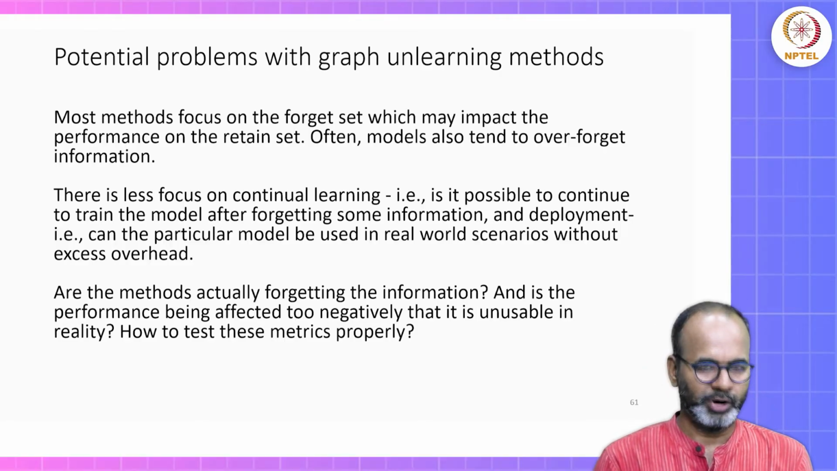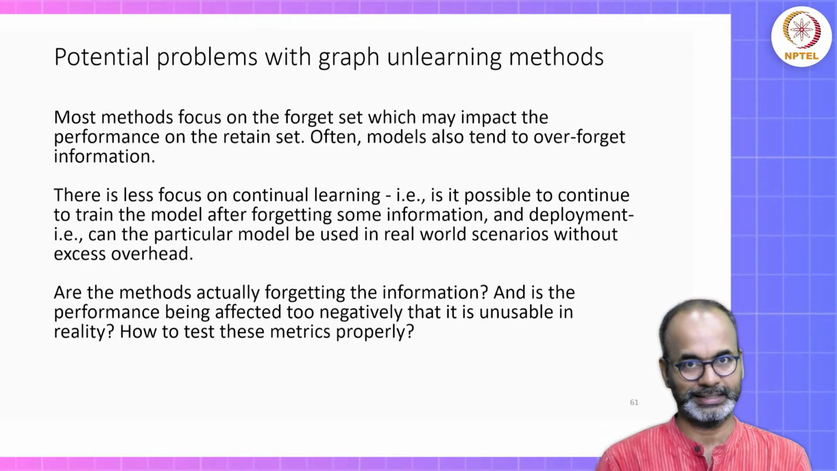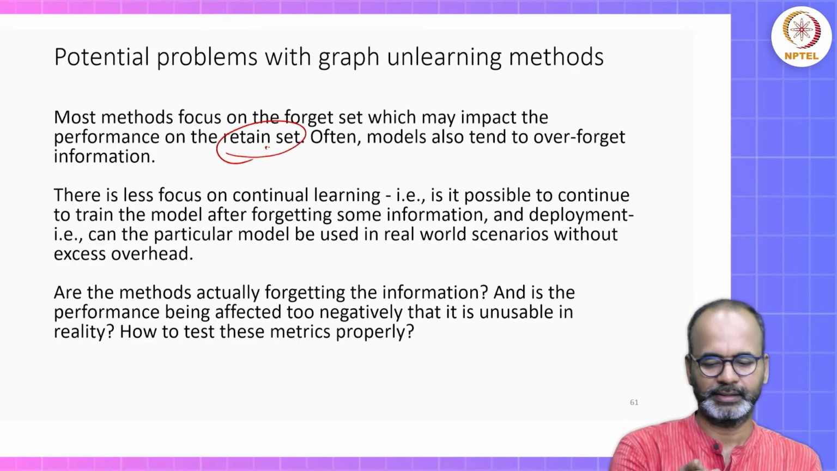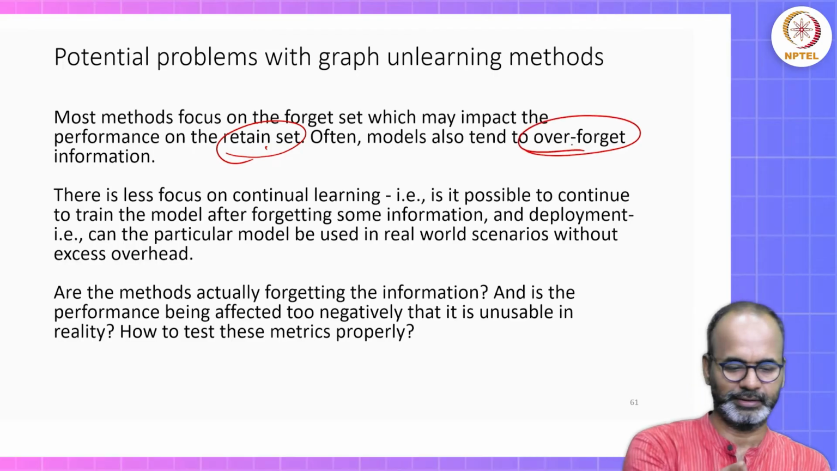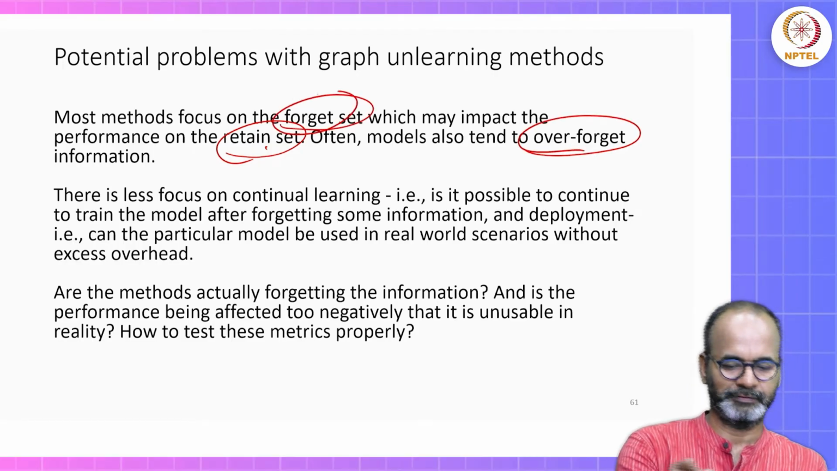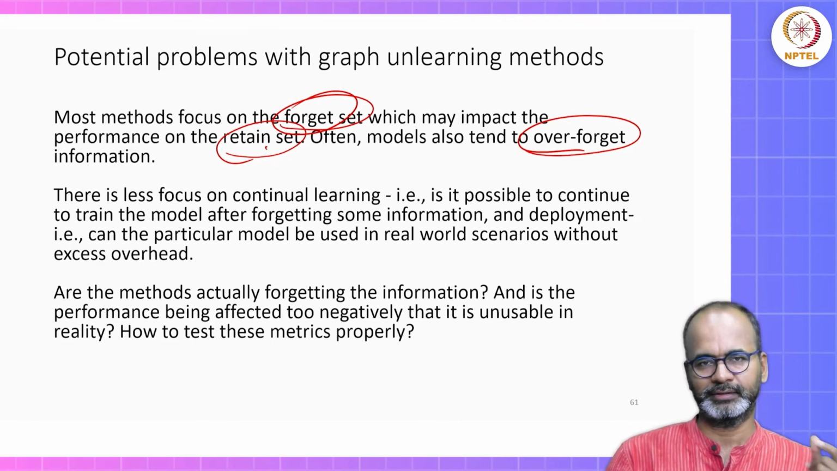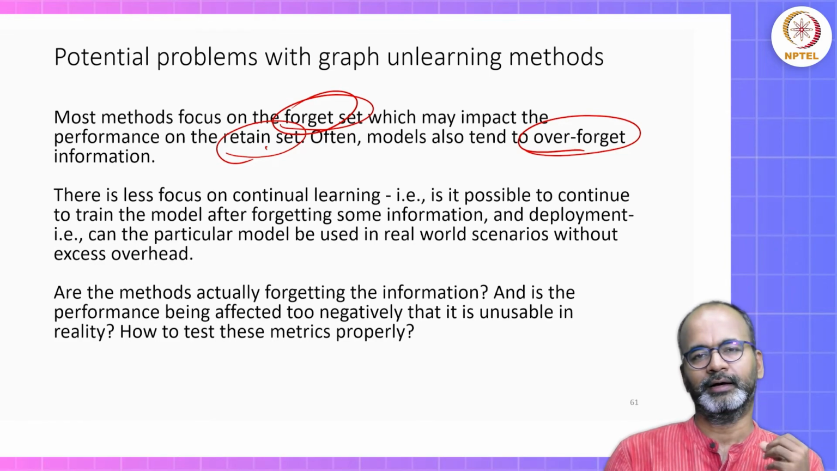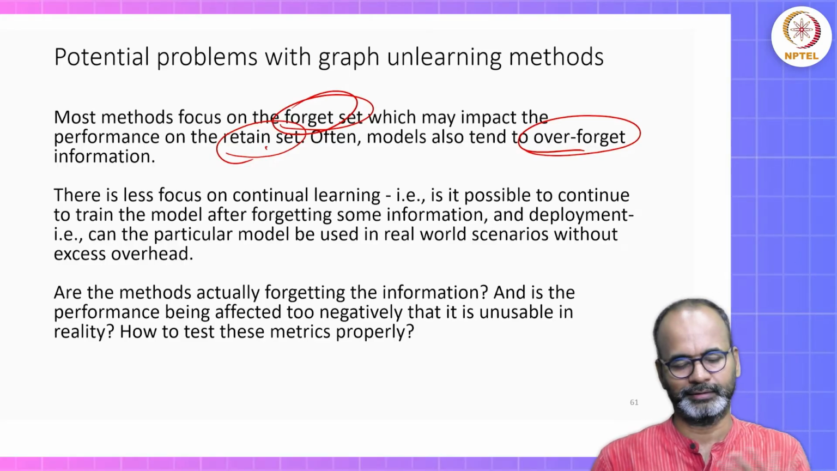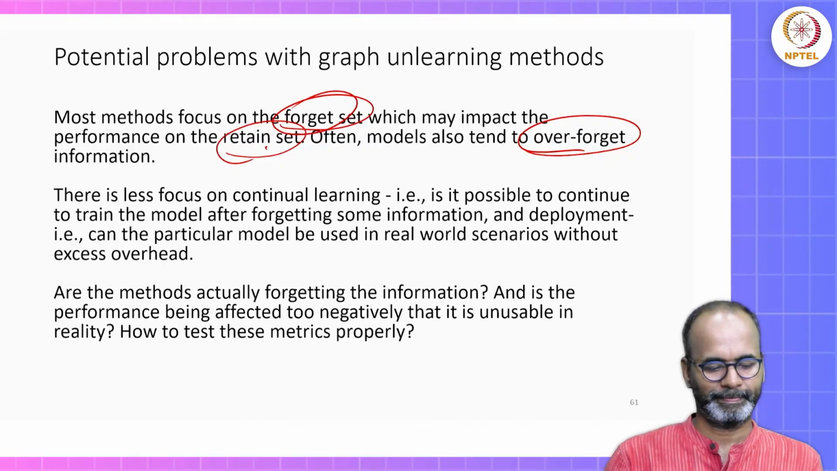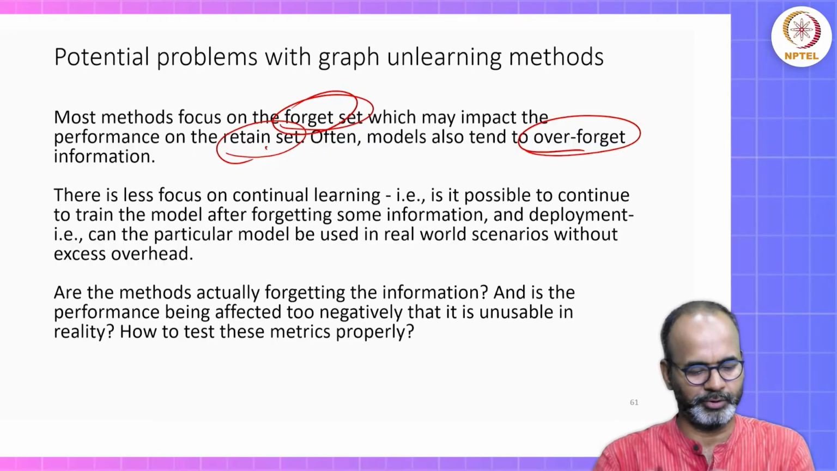Okay, some problems with graph unlearning in general. Most methods focus on the forget set, which may impact the performance of the retained set. Often models also tend to over forget information, right? So that's the thing that I've been emphasizing from earlier. You want to make sure that the forgetting that we do, the unlearning that we do on the model, does not over forget. Particularly graph methods do. That's the point here.